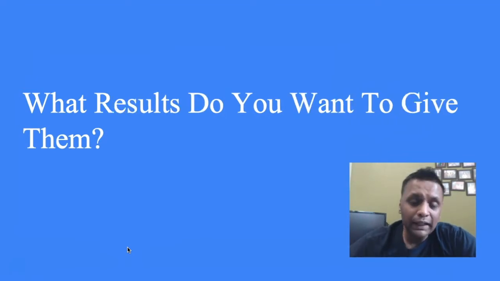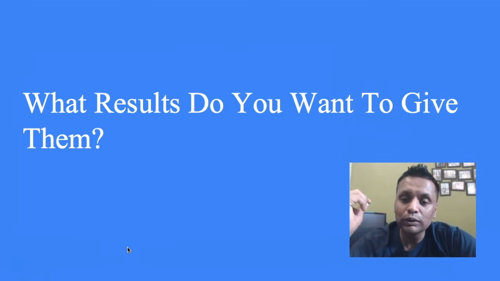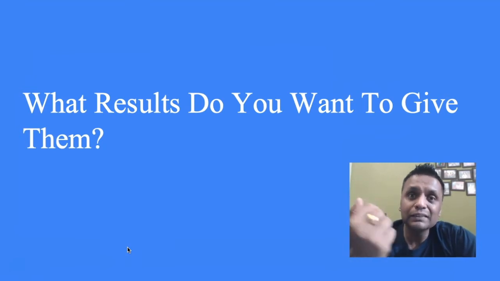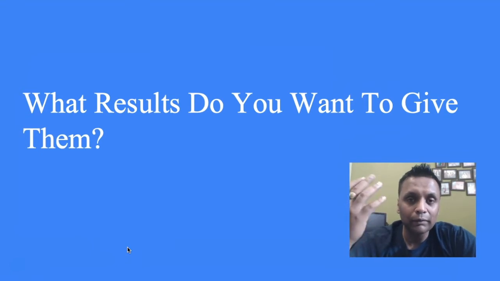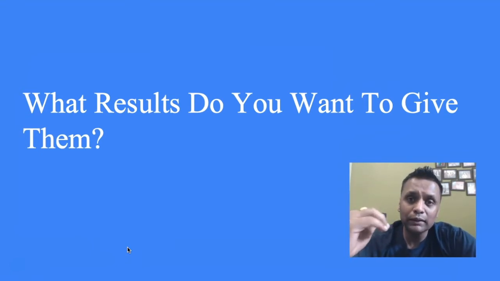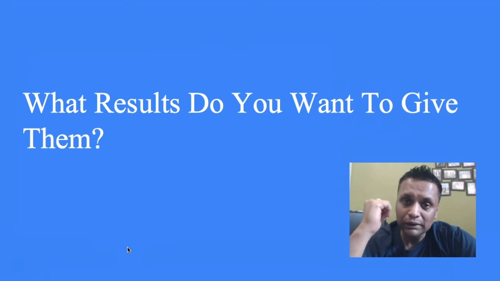And the fourth step is, what results do you want to give them? You have identified who your customers are, you know where to find them, and you have your hook or the bonus. You need to tell them what results they're going to achieve by using that particular product. Let's say you're promoting a YouTube ranking product. By using that product, they can rank their videos on the first page of YouTube and the first page of Google. So you need to show them the results, what they're going to get out of that product.